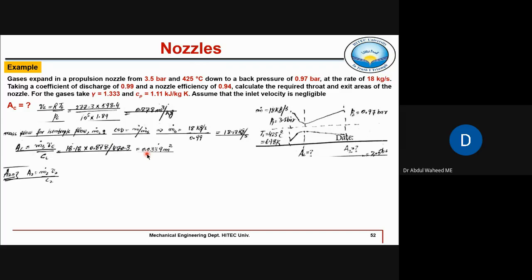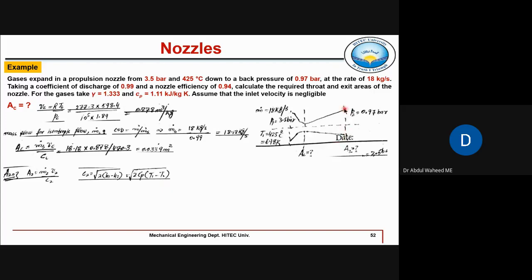Now, next we need to find out the area at exit, A2. So the same equation: A2 is equal to m dot 2 V2 over C2. Now C2 will be calculated using this equation, 2 into H1 minus H2, which is 2 into Cp into T1 minus T2. So now we need to calculate T2. So how to calculate T2? That is the question.